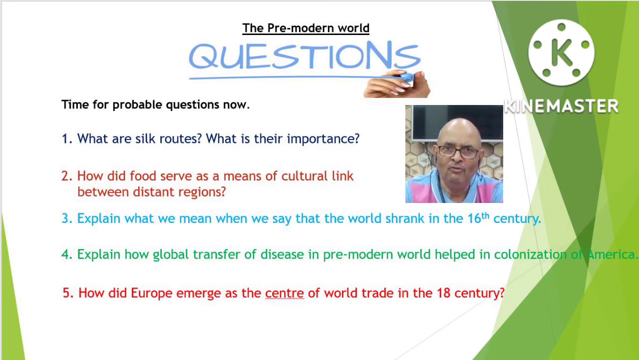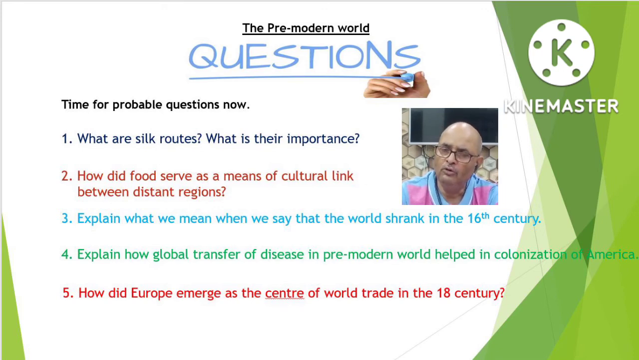1. What were Silk Routes? What is their importance? 2. How did food serve as a means of cultural link between distant regions? 3. Explain what we mean when we say that the world shrank in the 16th century. 4. Explain how global transfer of disease in the pre-modern world helped in the colonization of America. 5. How did Europe emerge as the center of world trade in the 18th century?